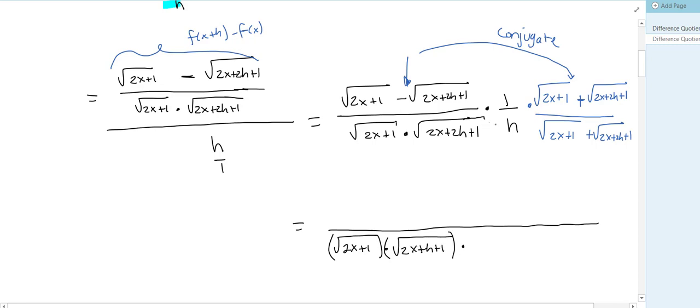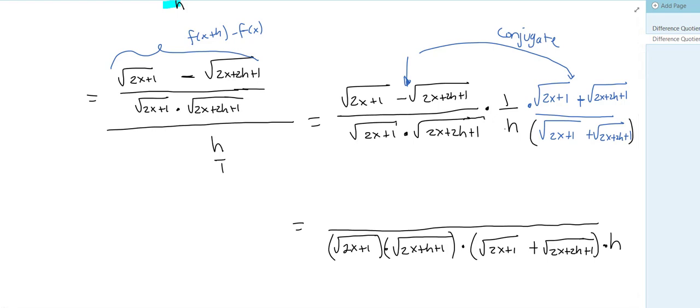Right now times that h, I'm going to write it at the end, but now I'm multiplying this. So it's going to be times the square root of 2x plus 1 plus, right, since I did the conjugate, 2x plus 2h plus 1, and then times h. So I just chose to write this h at the end. Now in the numerator, what's happening? We multiply by the conjugate. The reason we multiply by the conjugate is to eliminate middle terms.